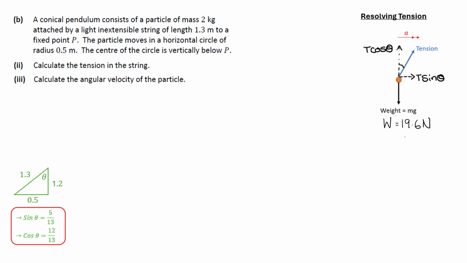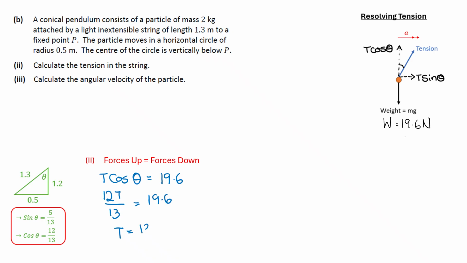Anytime we have a horizontal circular motion question, we do two things. The first thing we do is forces up equals forces down. So for us, that means that T cos theta is going to equal our weight, which is 19.6. Subbing in for cos, that gives us 12T over 13 is equal to 19.6. So T is equal to 13 over 12 times 19.6, and that gives us 21.23 newtons.